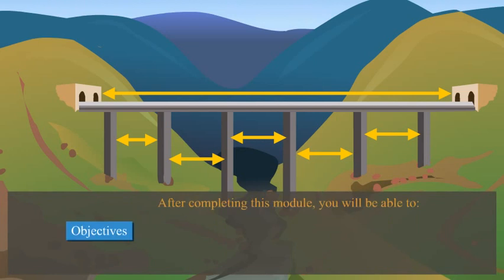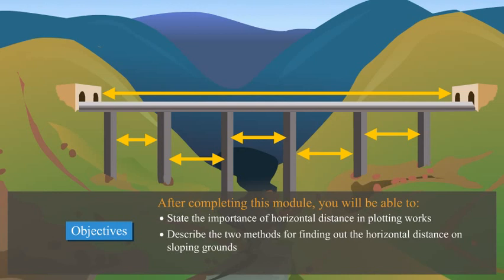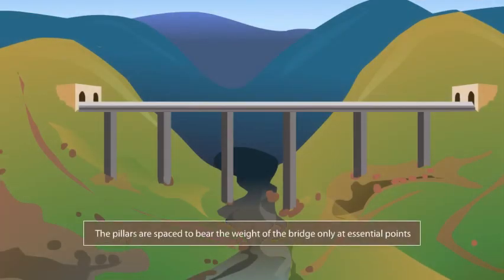Welcome. After completing this module, you will be able to state the importance of horizontal distance in plotting works, describe the two methods for finding out the horizontal distance on sloping ground, and determine the horizontal distance using the two methods. Let us take a look at the bridge again.